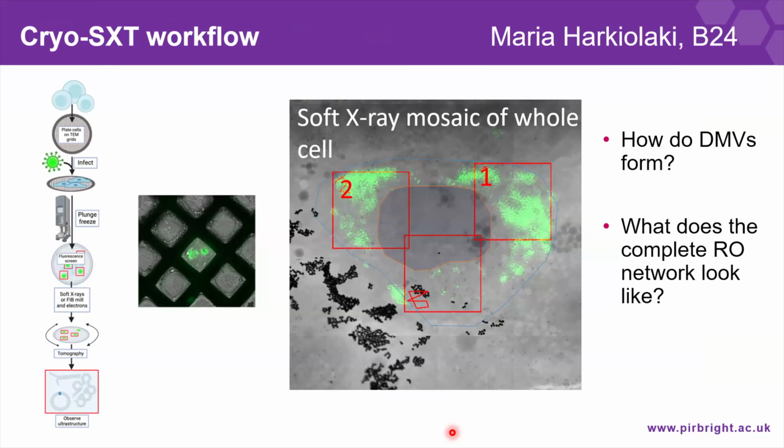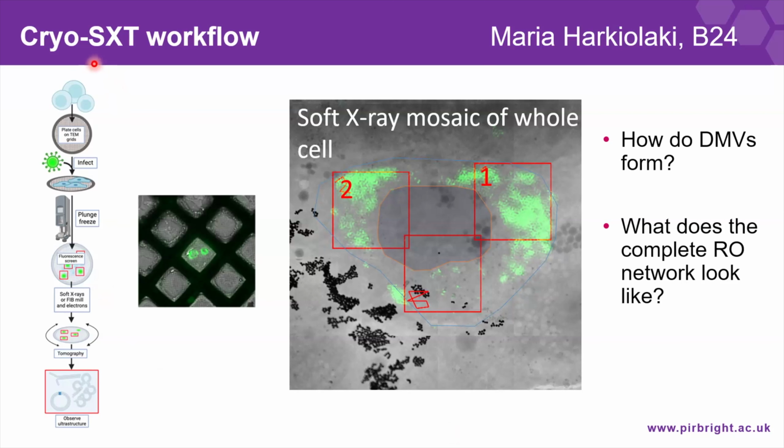So we want to understand what the complete replication organelle looks like. And also, because we're now looking through the whole thickness of the cell, we're hoping that we'll be able to detect intermediates in DMV formation, because we're no longer looking for a needle in a haystack. We've actually got the whole haystack to look at, unlike in electron microscopy.